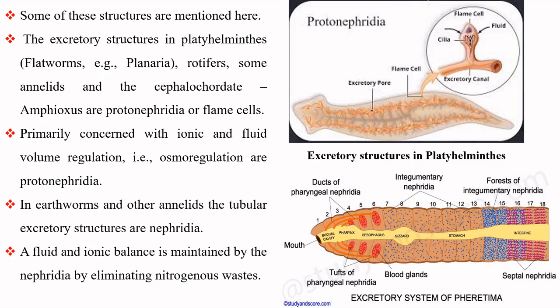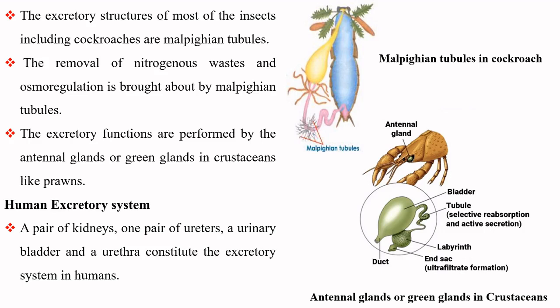In earthworms and other annelids, the tubular excretory structures are nephridia. A fluid and ionic balance is maintained by the nephridia by eliminating nitrogenous wastes. The excretory structures of most insects, including cockroaches, are Malpighian tubules. The removal of nitrogenous wastes and osmoregulation is brought about by Malpighian tubules. The excretory functions are performed by the antennal glands or green glands in crustaceans like prawns.